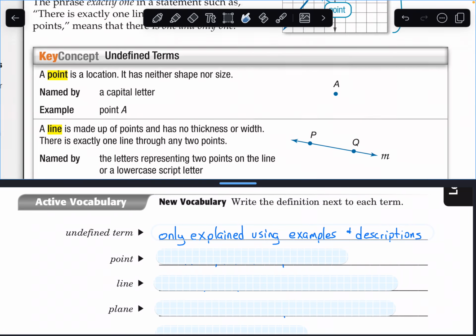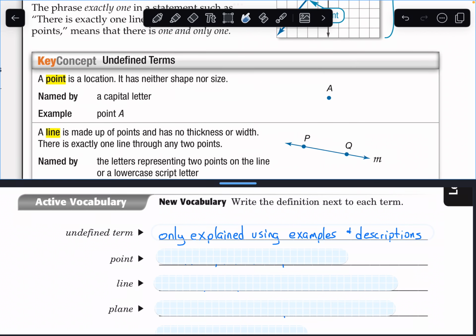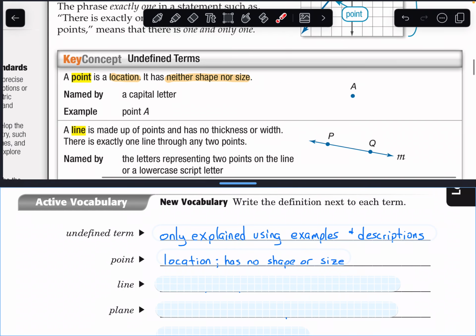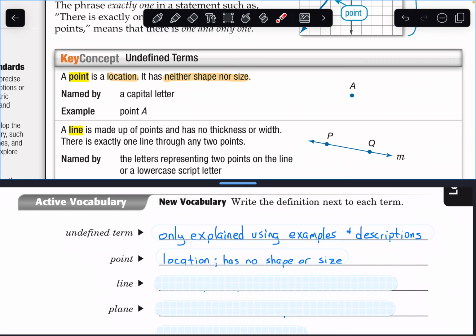So let's go ahead and zoom in here on the text. Key concept is undefined terms. If you see this box, odds are you're going to be adding it to your notes in some fashion. Right now we have some terms. A point is a location. It has neither shape nor size, so I will add that to my notes. As previously mentioned, it is named by a capital letter. For example, we have point A over here. It's just a dot on the page and capital letter A nearby.